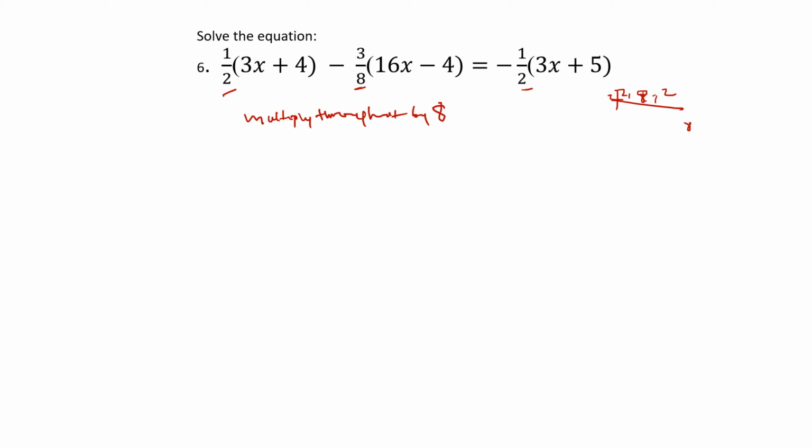So we're going to multiply 8 by this one, which is 1/2, bracket 3x plus 4, minus, we have 8 multiplied by 3/8, bracket 16x minus 4, is equal to 8 multiplied by -1/2, bracket 3x plus 5.